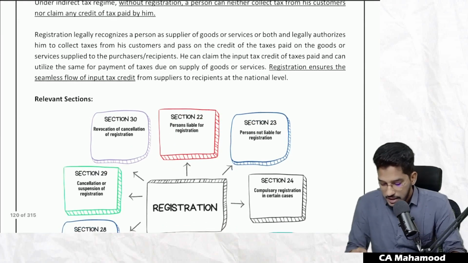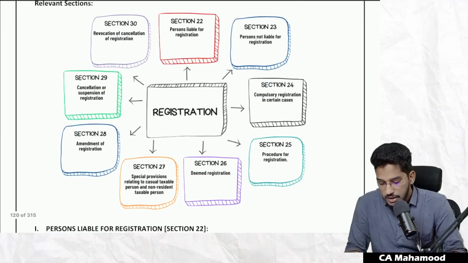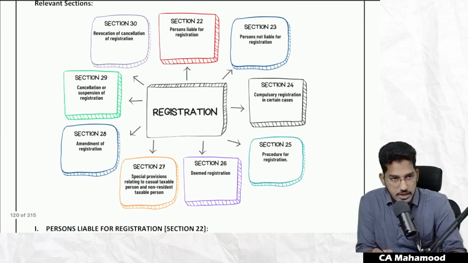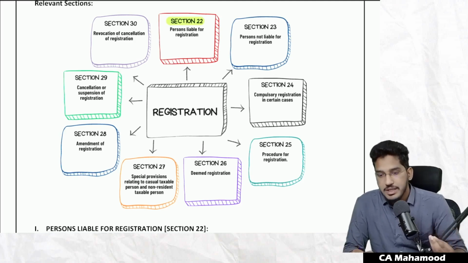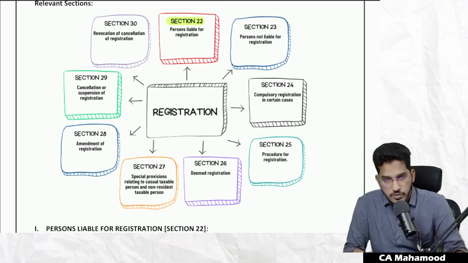If you see here, in this registration chapter, we are going to cover all these sections, whatever I have listed down here. So I have mentioned a list of sections here. All this we are going to discuss in this chapter. Section 22, which talks about which persons are liable to get that registration. Who is required to obtain that registration? That is addressed in section number 22.